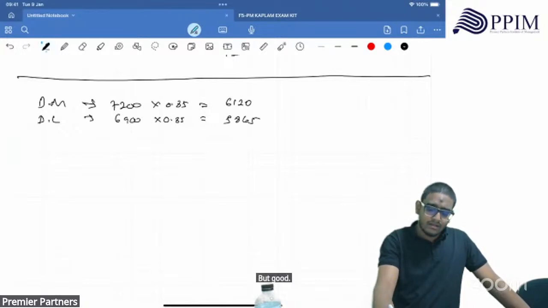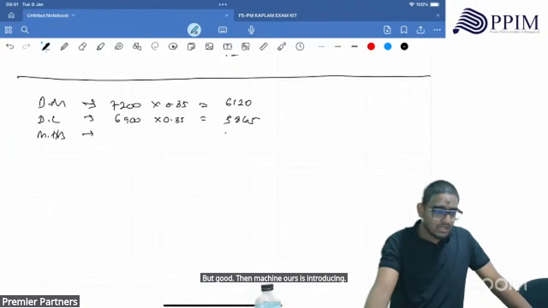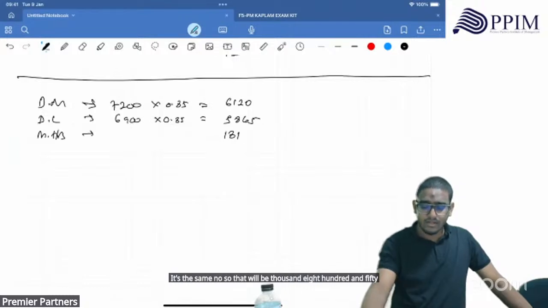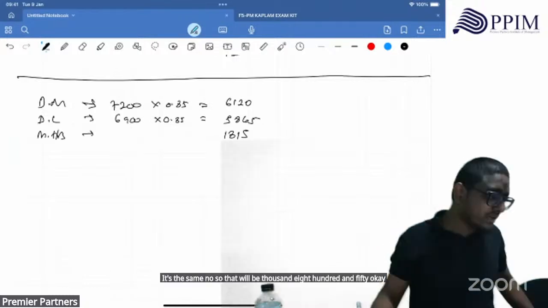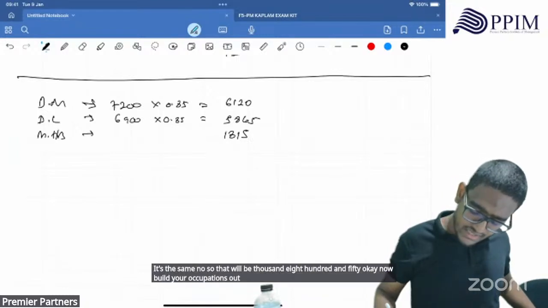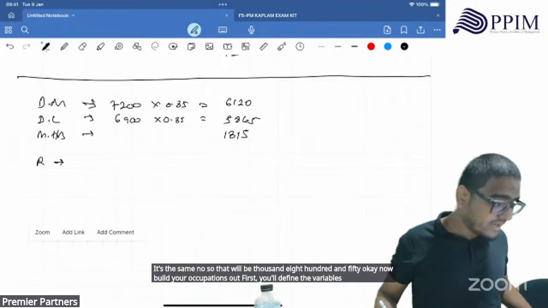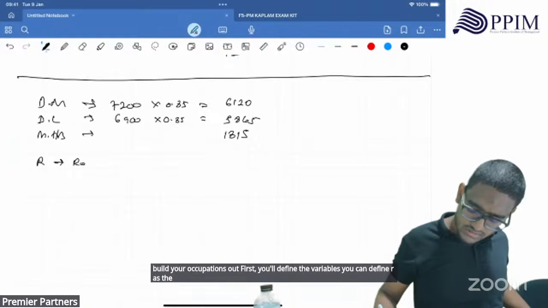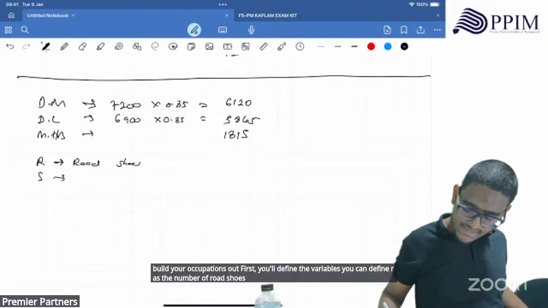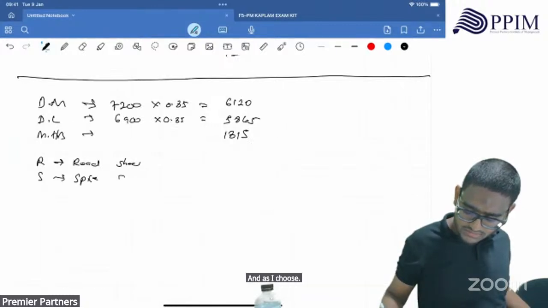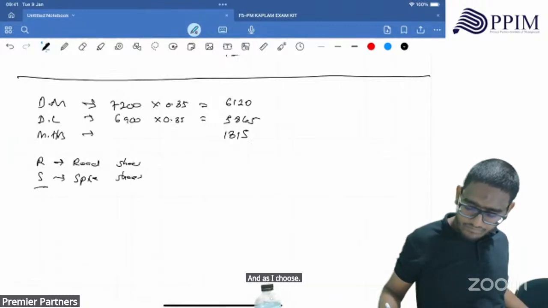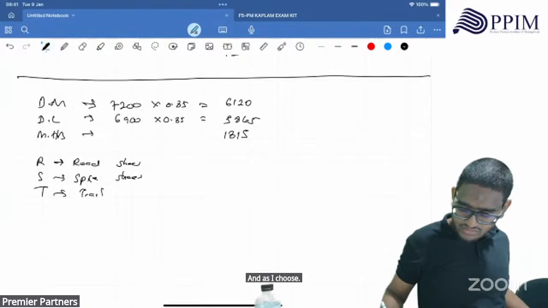Then machine hours, is it reducing? No, it's the same, no? So that will be 1,850. Okay. Now build your equations out. First, you'll define the variables. You can define R as your number of road shoes. Then S as spike shoes. T as trail shoes.